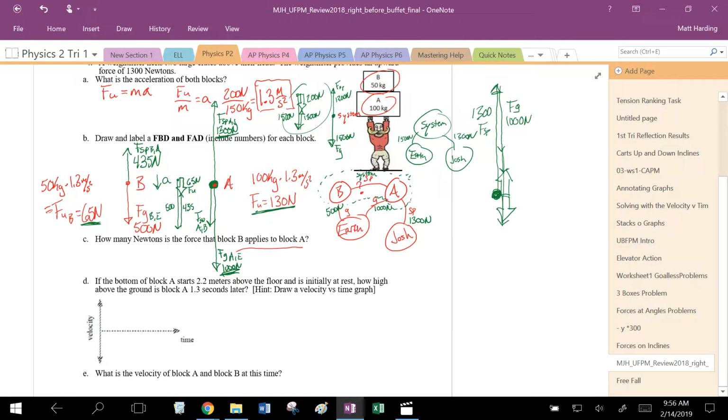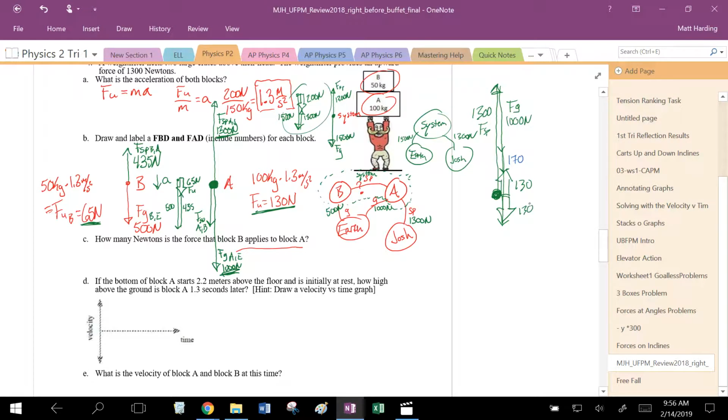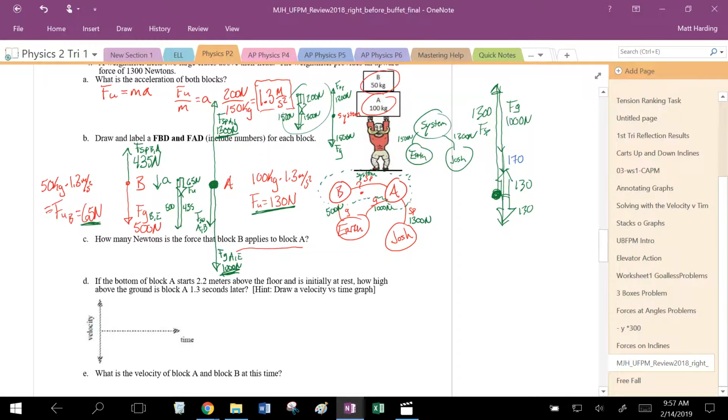Let's give them a this or a that. We said the acceleration is 1.3 or 1.333. The FU's got to be 130. If it's an upward FU of 130, and this is 1,000, and the total's got to be 1,300, that would mean 170 for this little guy. If instead it's a downward FU of 130, this whole thing's 1,300, that's 1,000, where would we be at for this force?